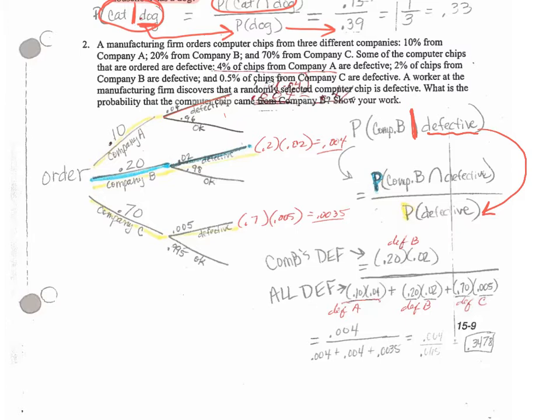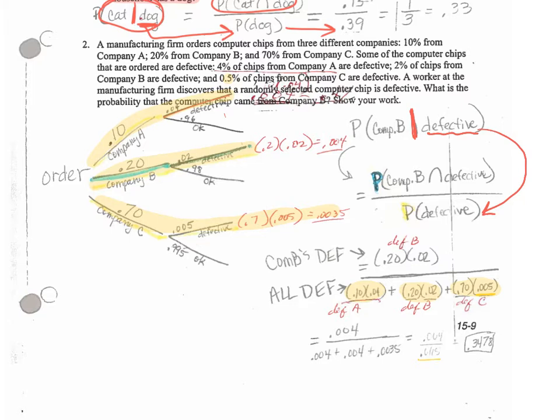So here is the company A defective right here, which I just highlighted in yellow. Company A defective is 0.10 times 0.04. Company B defective is right here in yellow, 0.20 times 0.02. And then the company C defective is 0.7 times 0.005. Check that, because 0.5% is 0.005.